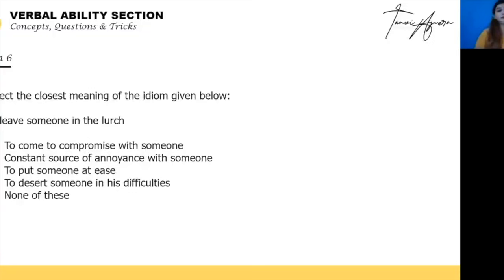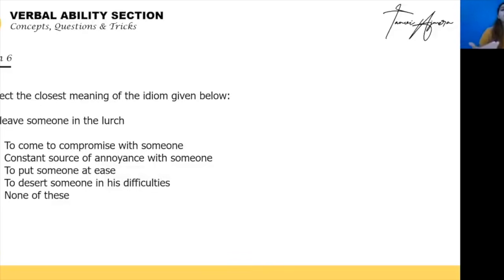So we have an idiom, to leave someone in the lurch. This is a very easy question, but the problem is that either you know the answer or you don't. Lurch is a very difficult situation. When you leave someone in a lurch, it's a difficult situation that we are talking about.